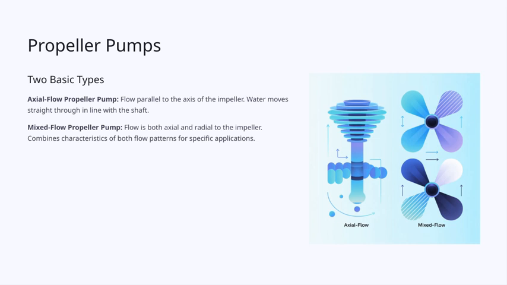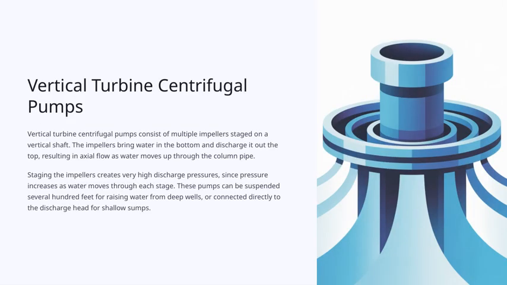Vertical turbine centrifugal pumps are quite fascinating because they consist of multiple impellers stacked on a vertical shaft. Essentially, water enters at the bottom and is pushed upward through these impellers, which creates an axial flow, meaning the water moves straight up through the column pipe. One of the key advantages of staging the impellers like this is that it allows us to generate very high discharge pressures. As water moves through each impeller, the pressure increases, making these pumps highly efficient for high-pressure applications.